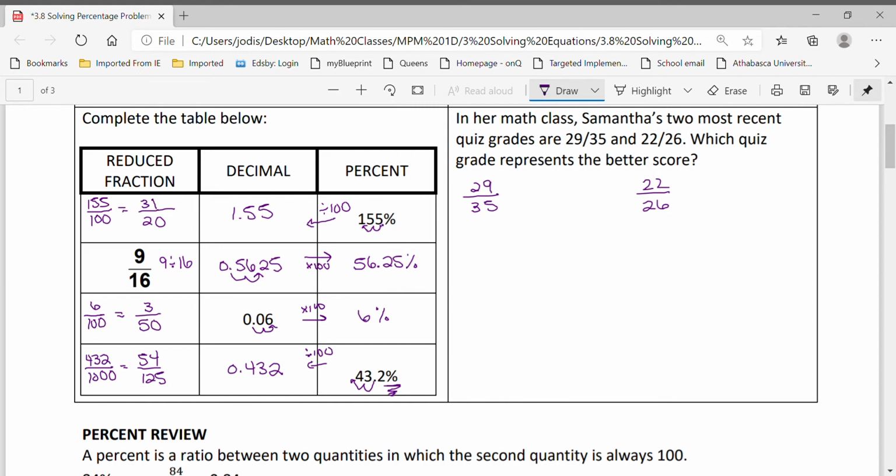Remember, if you want to convert into a percent, we just divide the top, the numerator, by the denominator, and then multiply by 100%. In this case, we end up with 82.9%, and in this one, we end up with 84.6%. So this one would be her better grade.